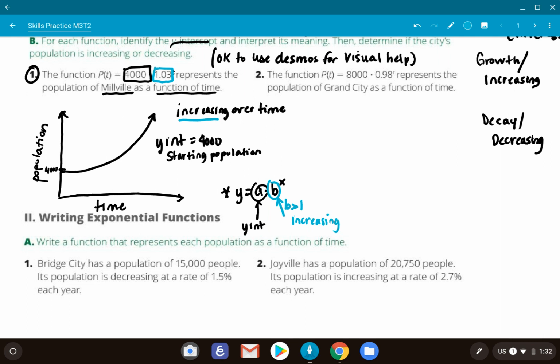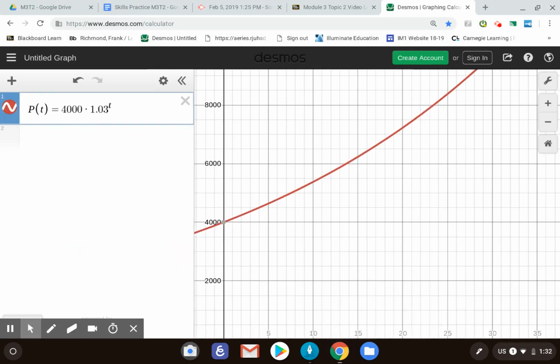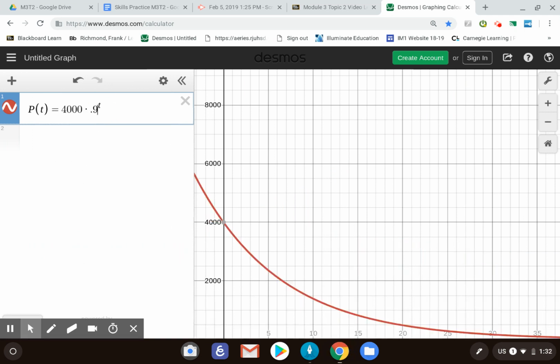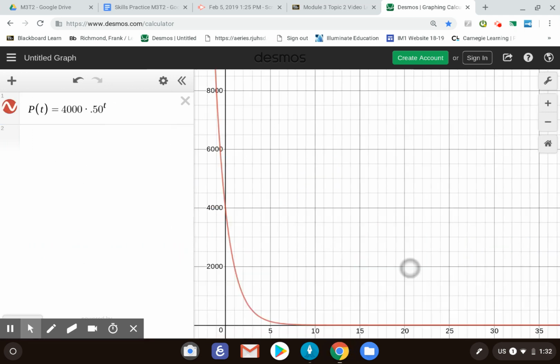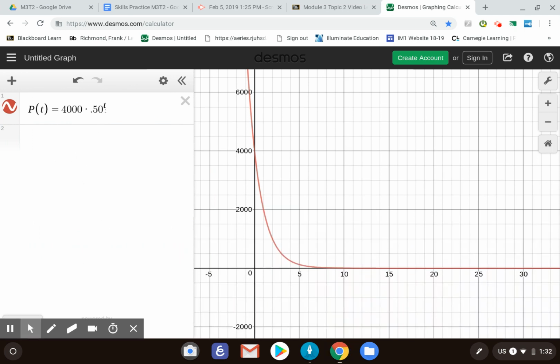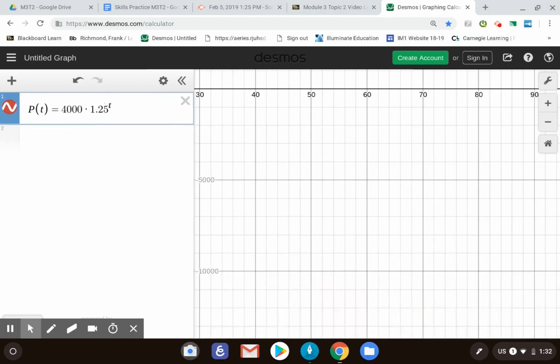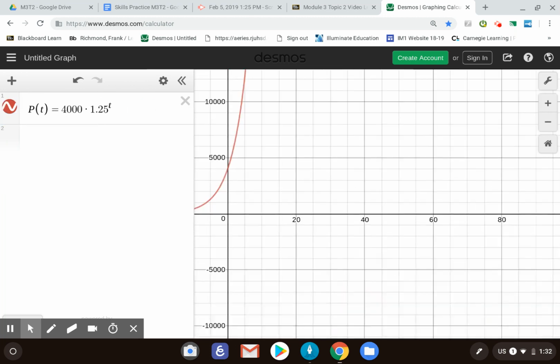So for example, if I were to change my growth factor or my common ratio to a number that's smaller than 1, like 0.99, now you can see it starts decreasing. Or if it were like 0.50, now it's decreasing really fast. But a number that's bigger than 1, like 1.25, now you can see that it's increasing. Any number bigger than 1 for your b value is going to make your graph increase.